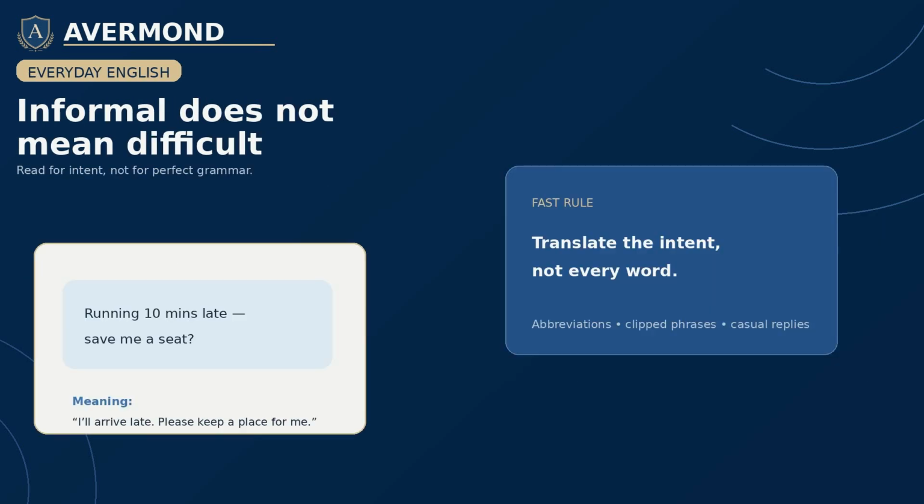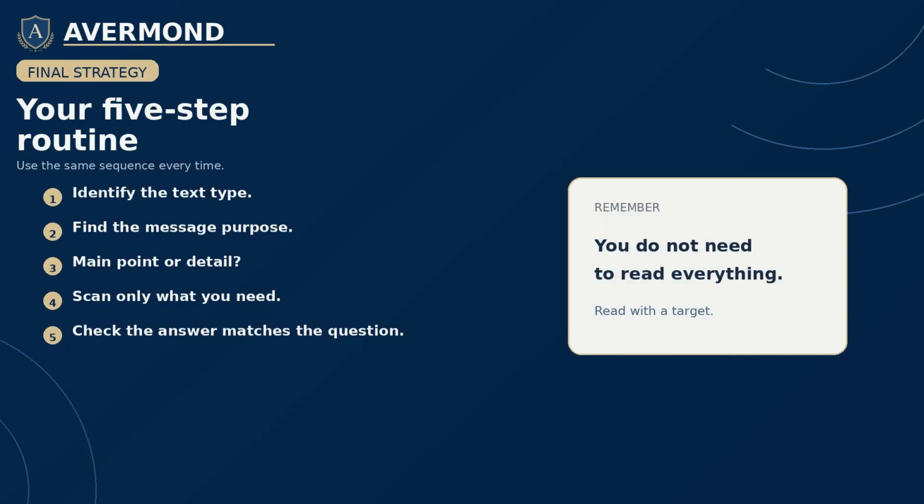An answer can be true and still be wrong. Always return to the exact wording of the question. So remember this routine. First, identify the text type. Second, ask what the message is trying to do. Third, decide whether the question wants the main point or a specific detail. Then scan only the part of the text you need. And finally, check that your answer responds directly to the question.